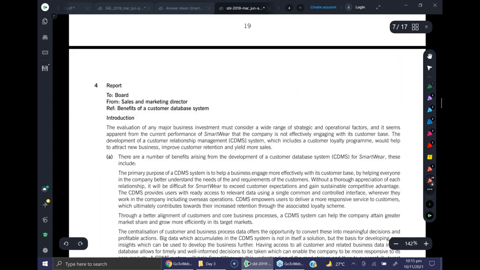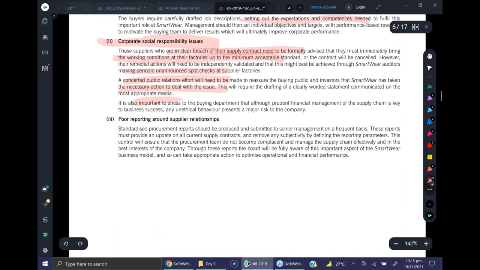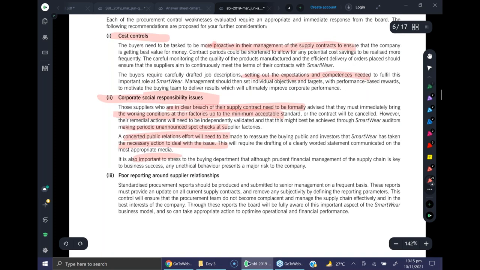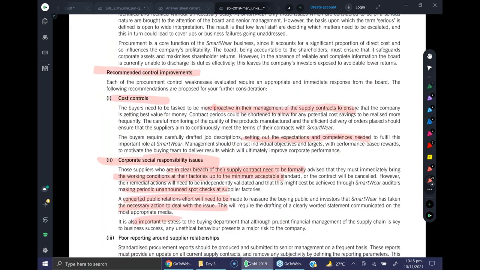Okay, these are the suggestions, right? So what we can do to get this issue solved? So the examiner says those suppliers who are in clear breach of their supply contract need to be formally advised that they must immediately bring the working conditions of factories up to minimum acceptable standards, or the contract will be canceled. So it's a threat to supply. If they don't keep up with the working conditions promise, their contract will be canceled.